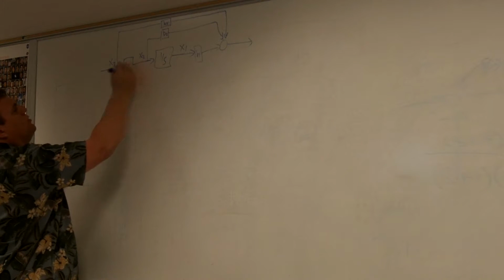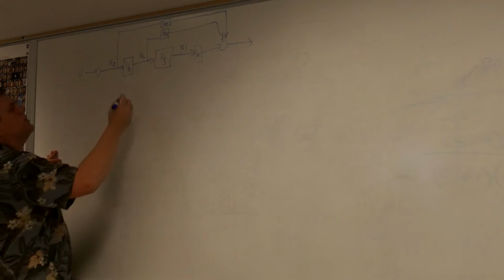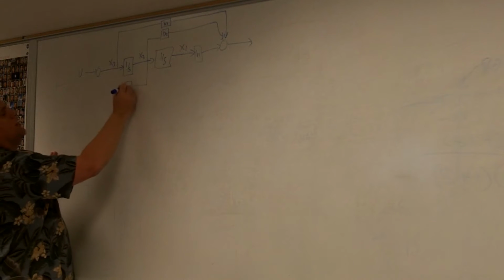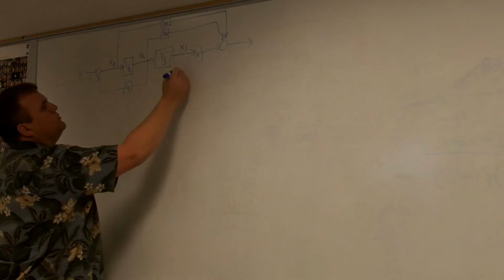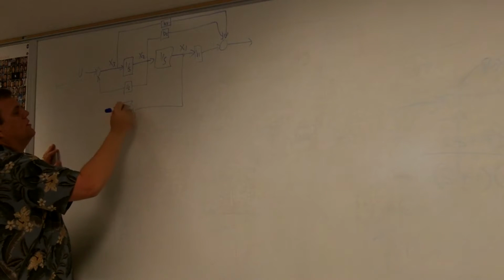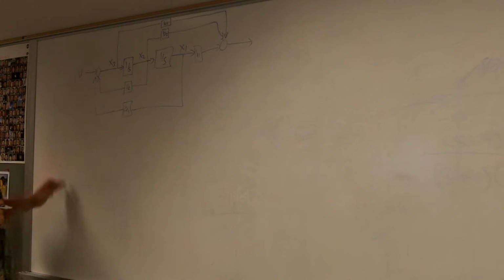Now, the other thing I'm going to do is have a second summer at the beginning. I'll have some input coming in, and then I'll feed these back. Fair enough? Okay, now what I want to do is figure out what is the transfer function of this whole thing. Fair enough?